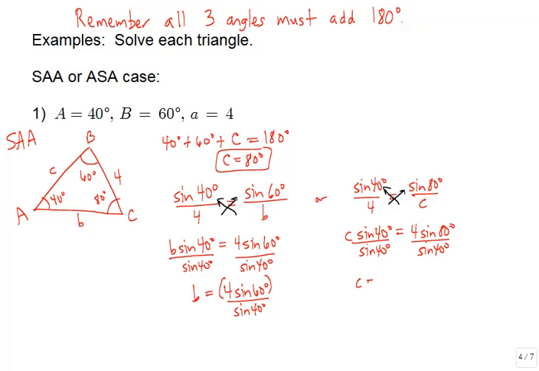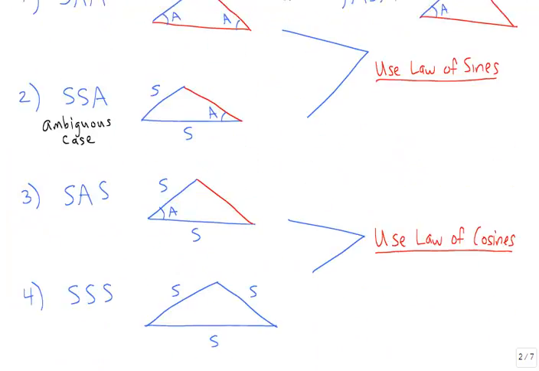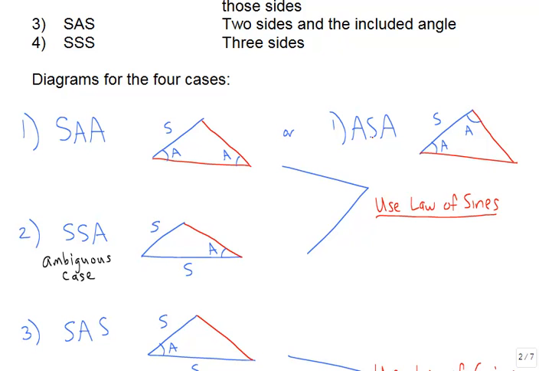So C will be whatever 4 sine of 80 degrees over sine of 40 degrees turns out to equal. We're going to punch that into the calculator in just a moment, but one last comment before we pull up the calculator. Remember, this was the SAA case, and if you remember from earlier on, in the SAA case or the ASA case, there's only going to be one solution.